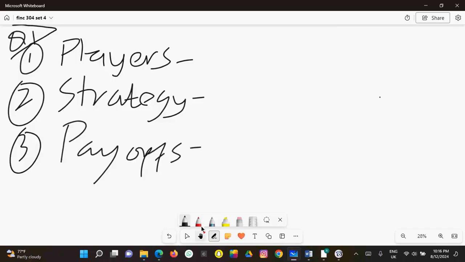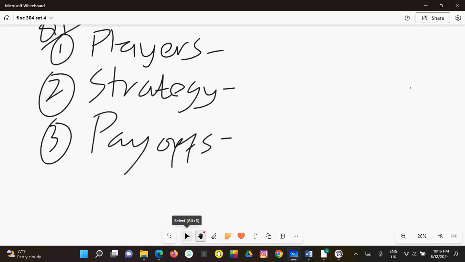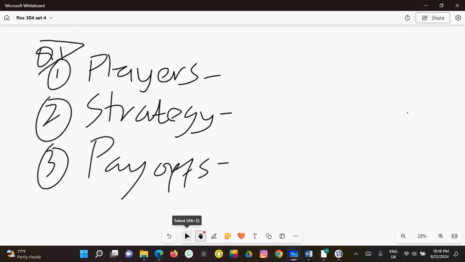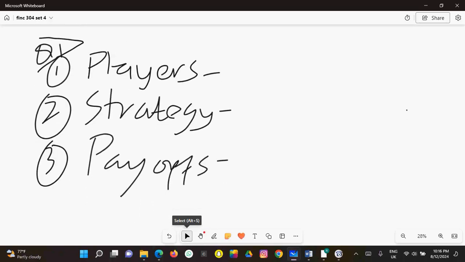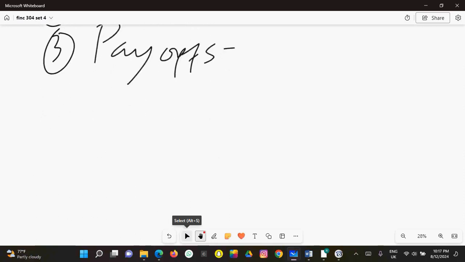So moving on to question 2. I've explained it. The players are the individuals or the firms that play the game. The strategy is the planned decisions that the players take. And the payoffs are the profit or loss, or the end product that the players get as a result of the strategy they've implemented. So that's it for question 1. Let's go to question 2 fast.